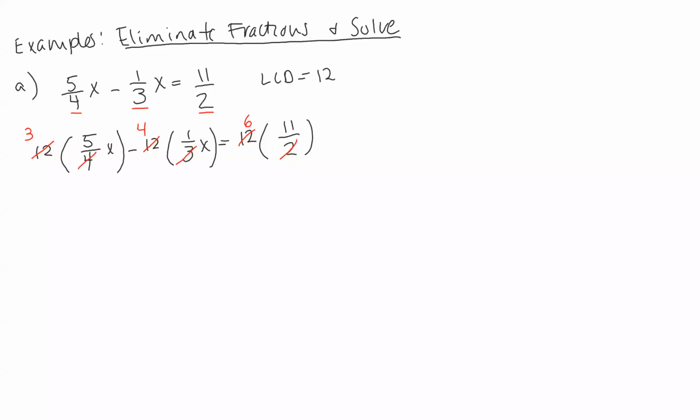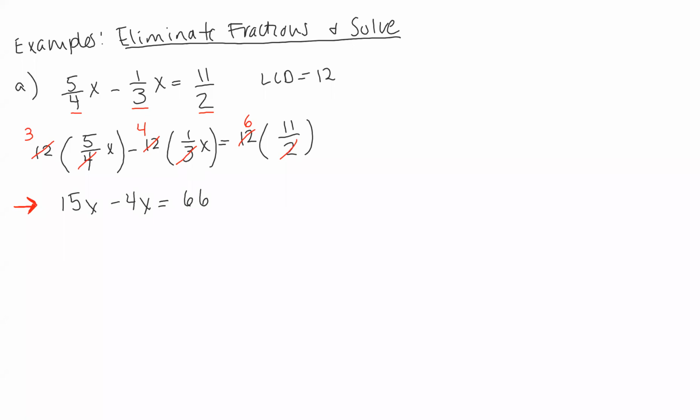So I have 3 times 5x, which is 15x. I have negative 4 times 1x, which is negative 4x. And then I have 6 times 11, which is 66. So if you look at this right here, we found the LCD. It was really easy. We multiplied all 3 terms by the LCD, pretty easy. And now at this point, we're left with something that's not too bad to solve. This third step right here looks a lot easier than that first step. So let's finish the solving process.